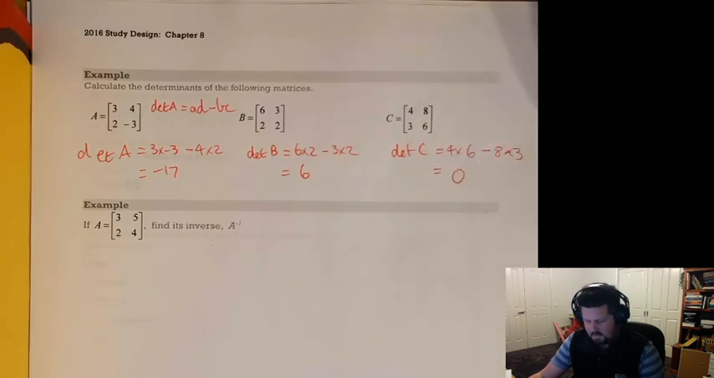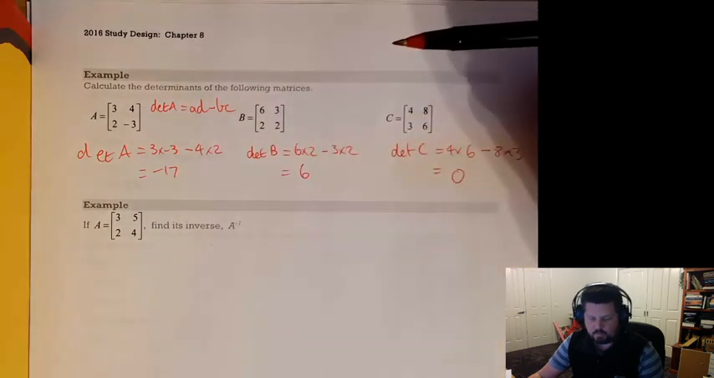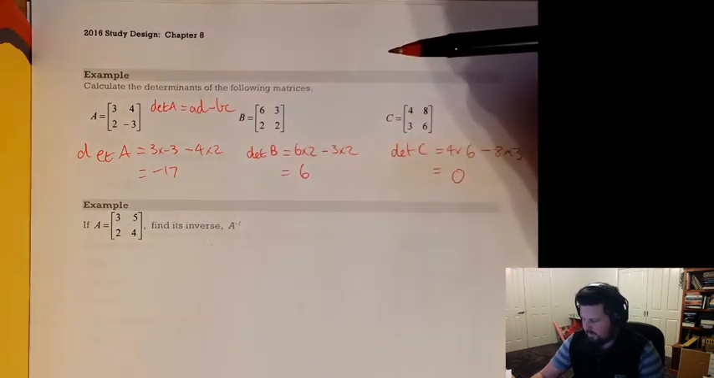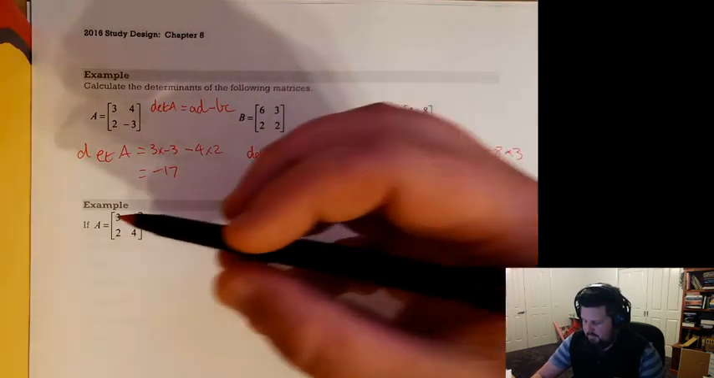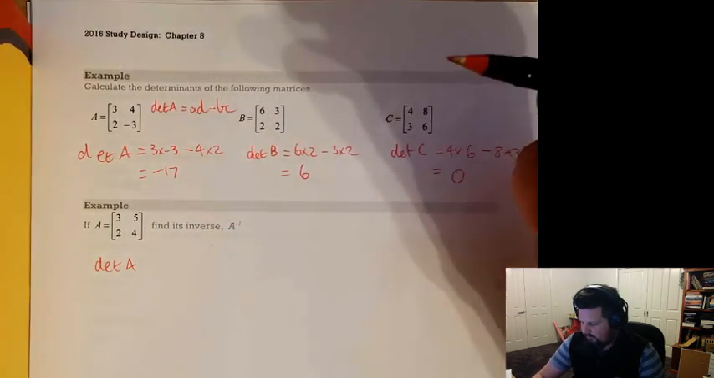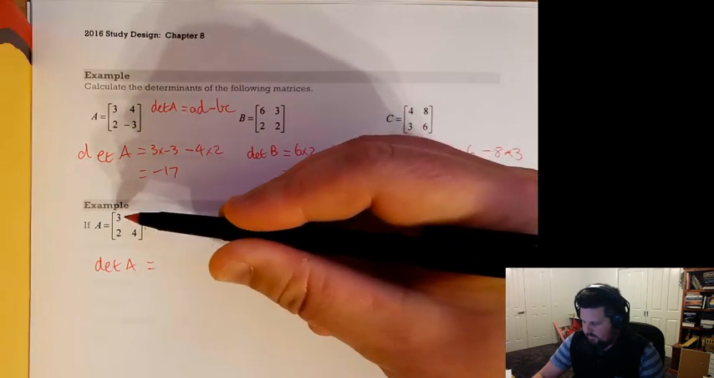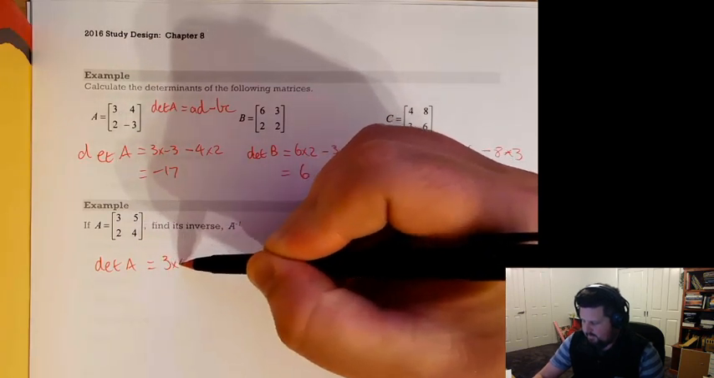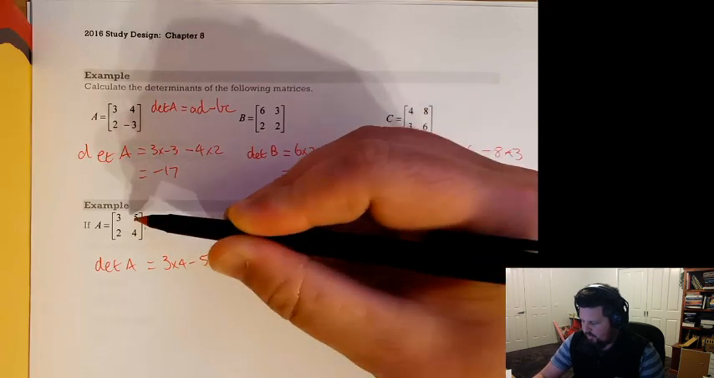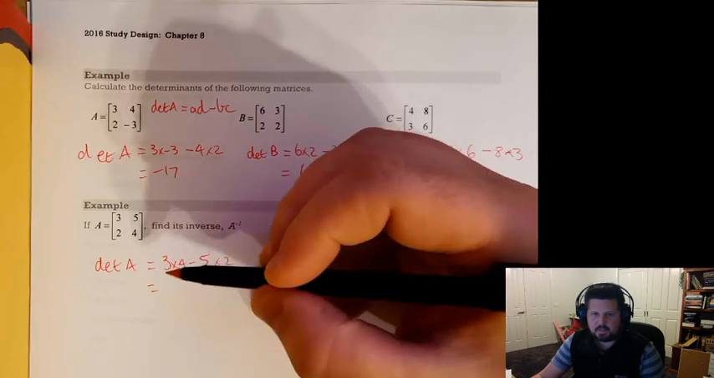Cool. Next one, it says here, find the inverse of this particular matrix. So let's go through the process. First thing we need to do is work out the determinant of that matrix. So let's work out the determinant of A. A times D, so 3 times 4, take away 5 times 2. We get the determinant in this case is 2.